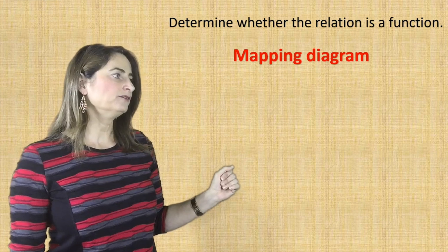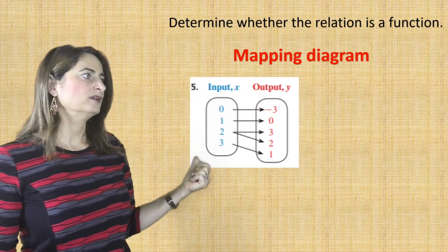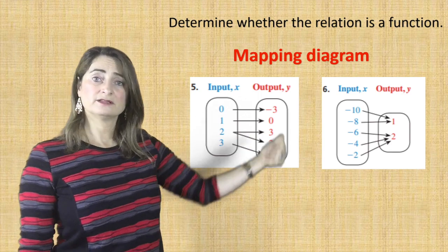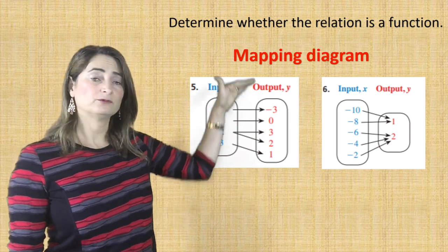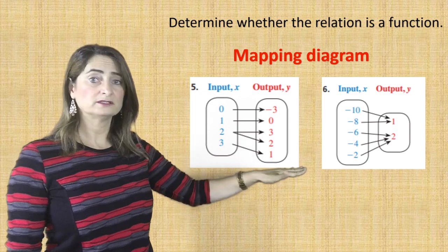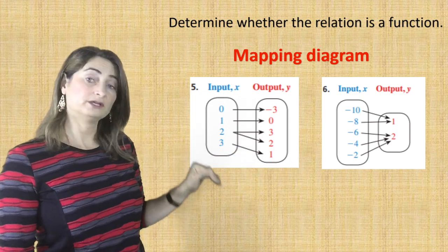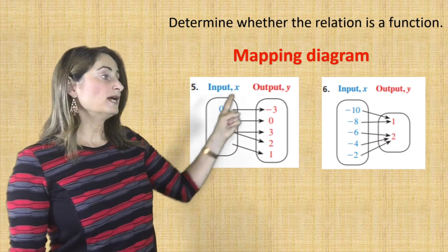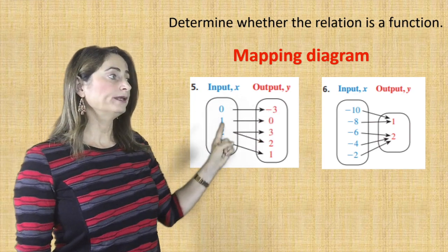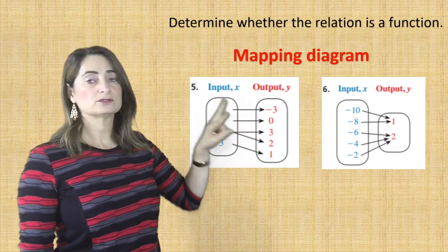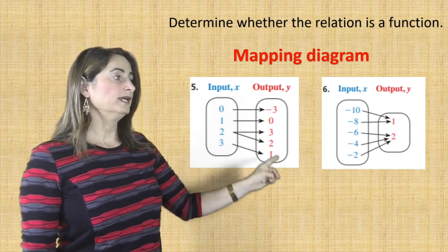In a mapping diagram, let's start with number 5. Look at the input. Always the input x is first, the output is second. Whether we go vertically or horizontally, the first row or column you see is always the x, or the input. So 0 has one output, which is -3. 1 has one output, which is 0. 2 has two outputs, 3 and 2.